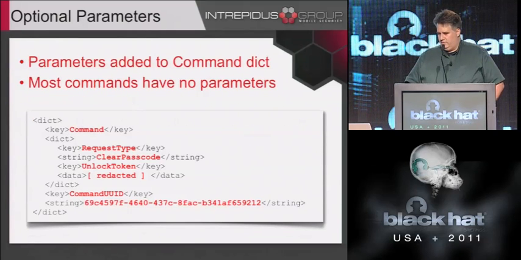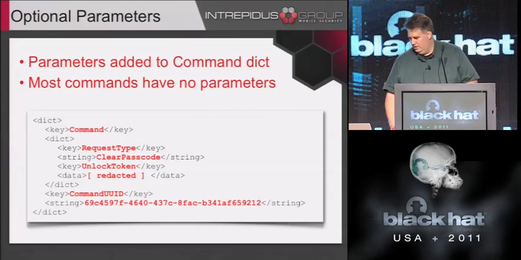You can also, as I said, add some other parameters to that command dictionary. In this case, for the unlock, for a clear passcode, there's an additional key that's been added, which is the unlock token, and that data is just that same big base64 string that was provided during enrollment. You just stuff that aside, and when you want to clear the passcode, you stick it back in the command and send it out.